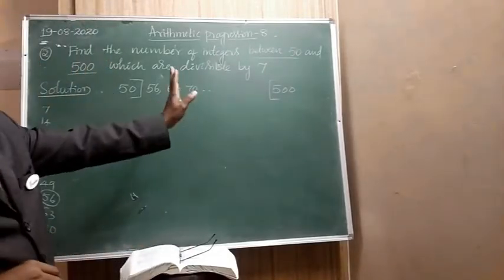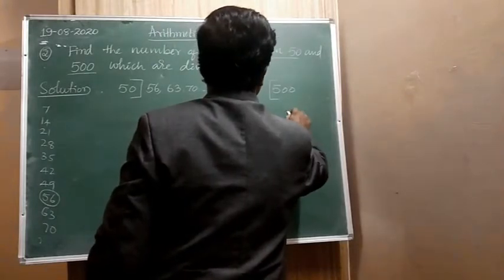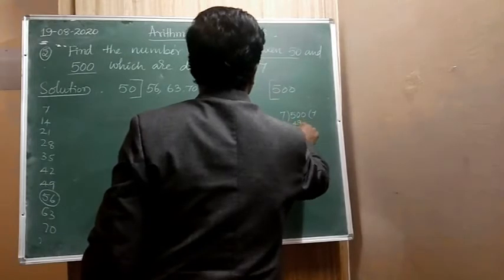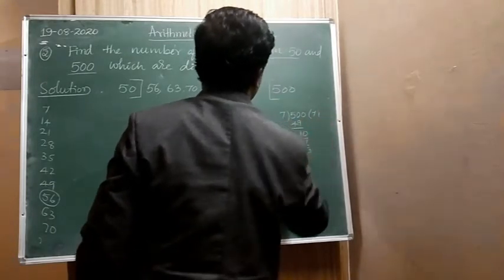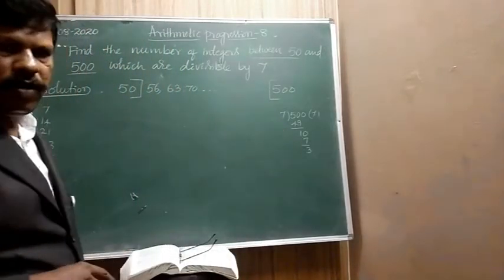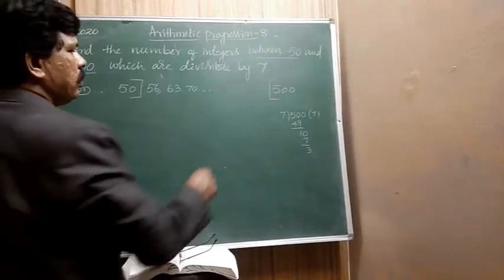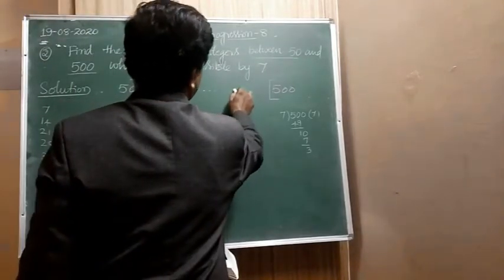Now 500 is left out. What you can do is divide 500 by 7. 7 sevens are 49, 1, 0, 7 ones are 7, remainder 3. So out of this 500, 3 is excess. Subtract that 3, then what you will get, etc.